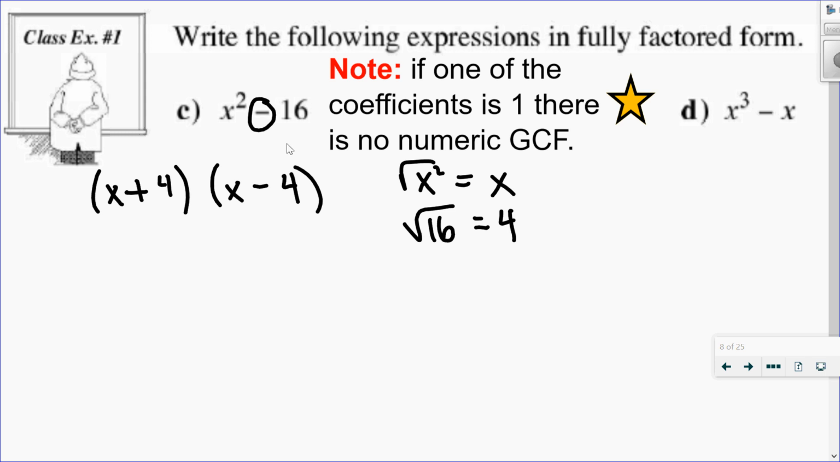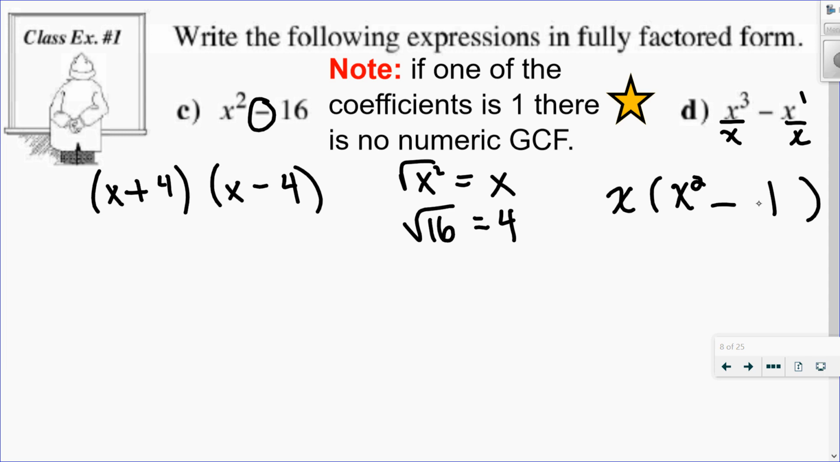Okay, let's look at this next one. So both of these have a 1, so there is no greatest common factor for numbers. However, both of them are x. So this is x to the 3, this is x to the 1. The greatest common factor is the smaller of the two, which is just x to the 1. So I'm going to divide each of these by x. So x cubed divided by x. There's 3 on top, so there's more on top. 3 take away 1, 2. So x squared. Minus x divided by x is 1.